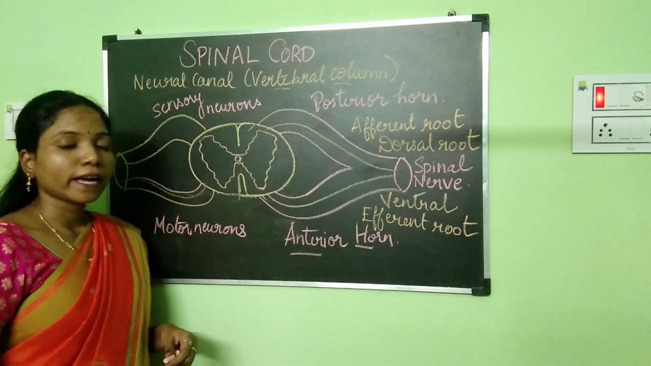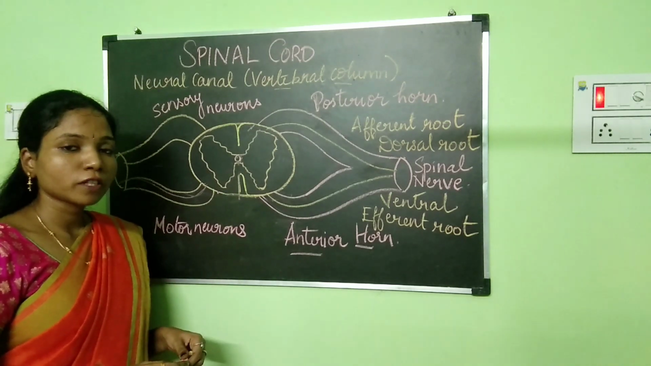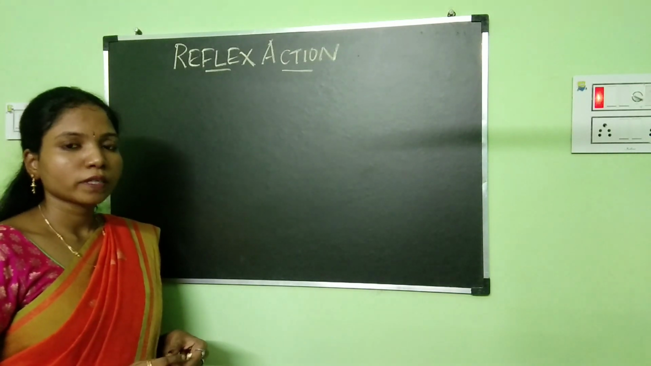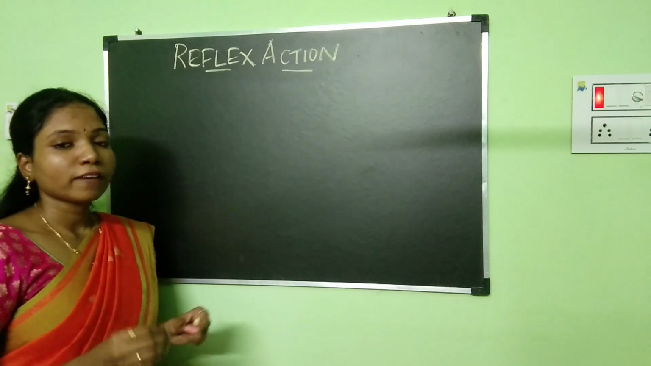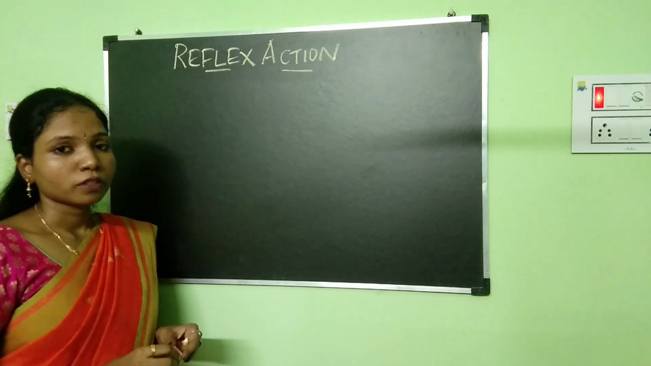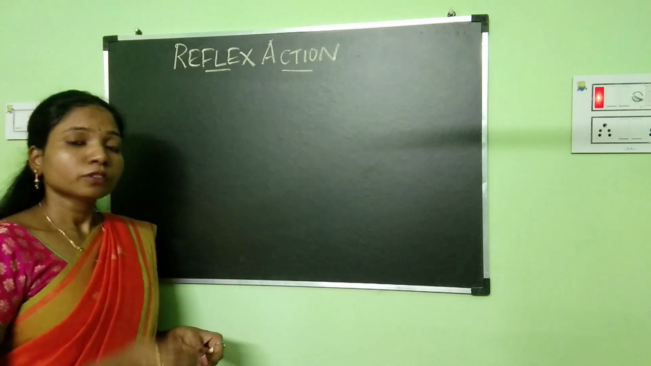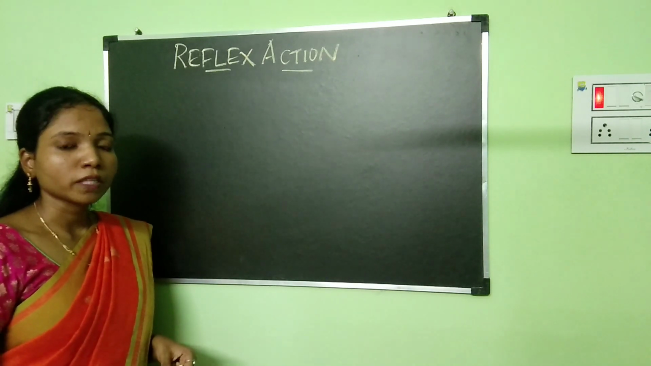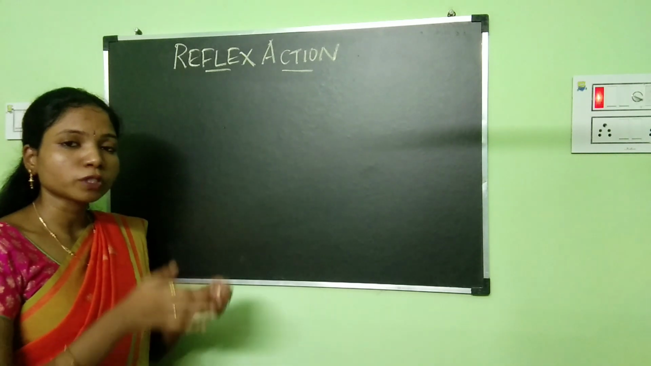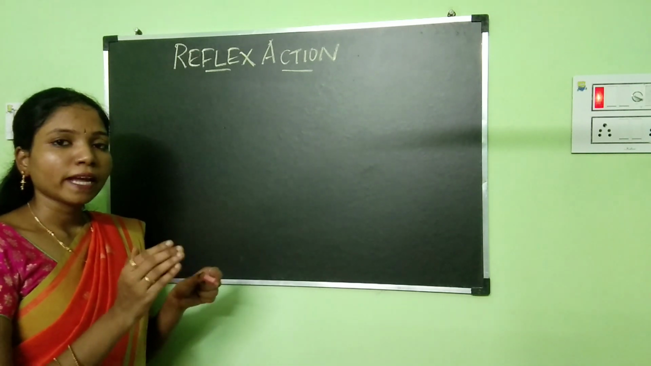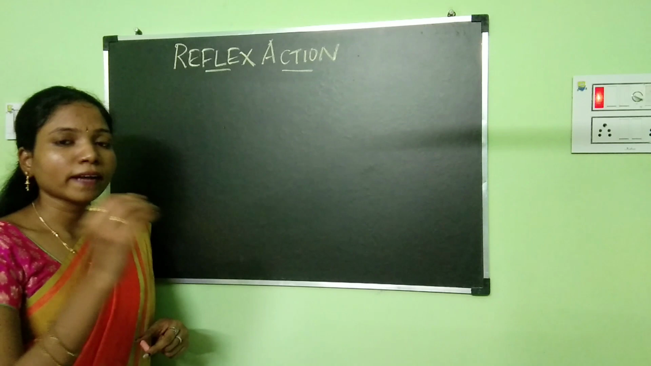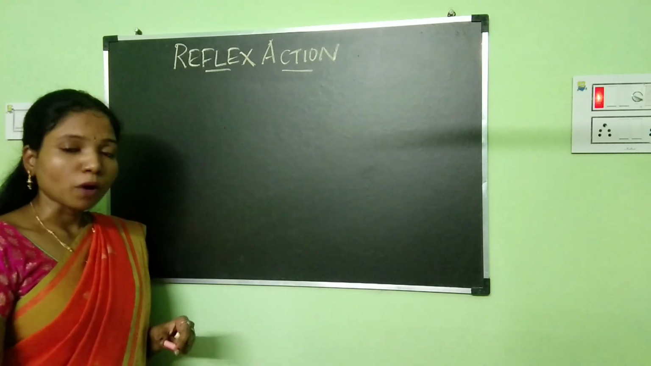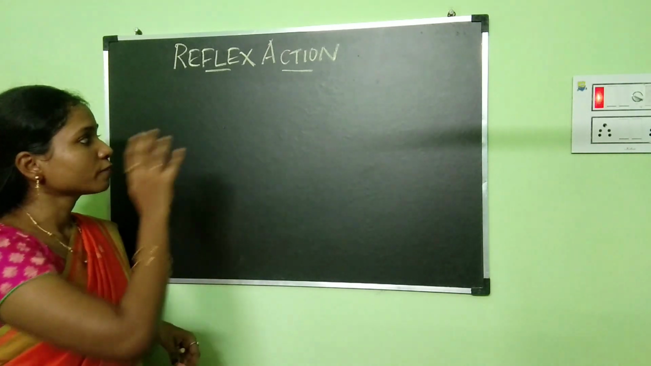Now let's take a look at the most important function of the spinal cord, which is reflex action. So now let's discuss what is reflex action. For each and every stimulus, there is a response. We have studied this already. So how is this response happening? We are able to respond to a stimulus with the help of our processing center, which is the brain. The brain helps us to interpret what kind of stimulus it was, and based on that it helps us to respond. But then what is this reflex action?